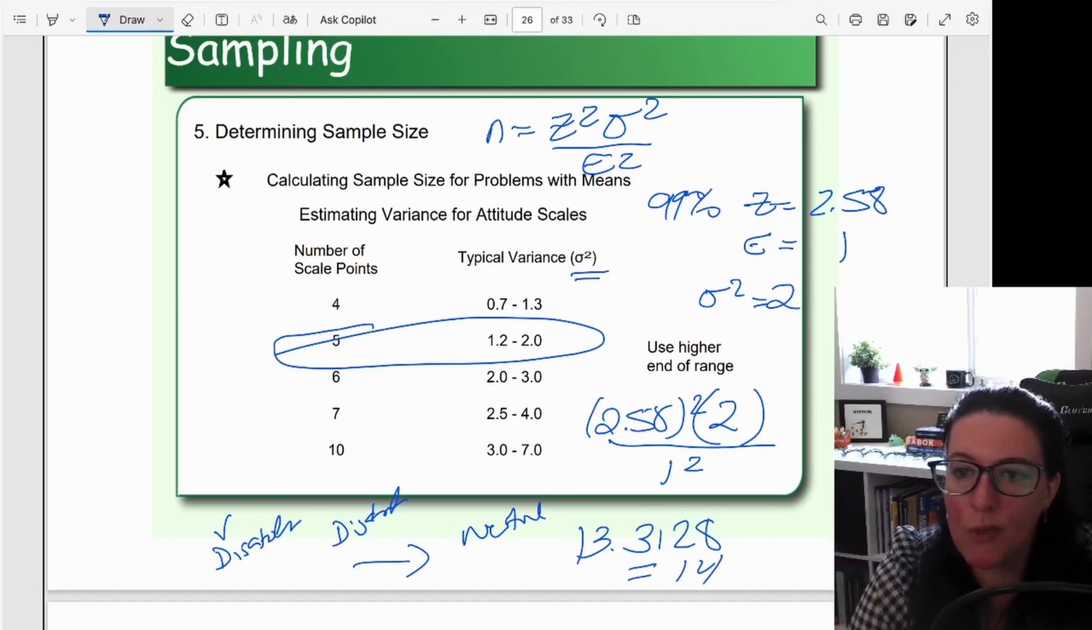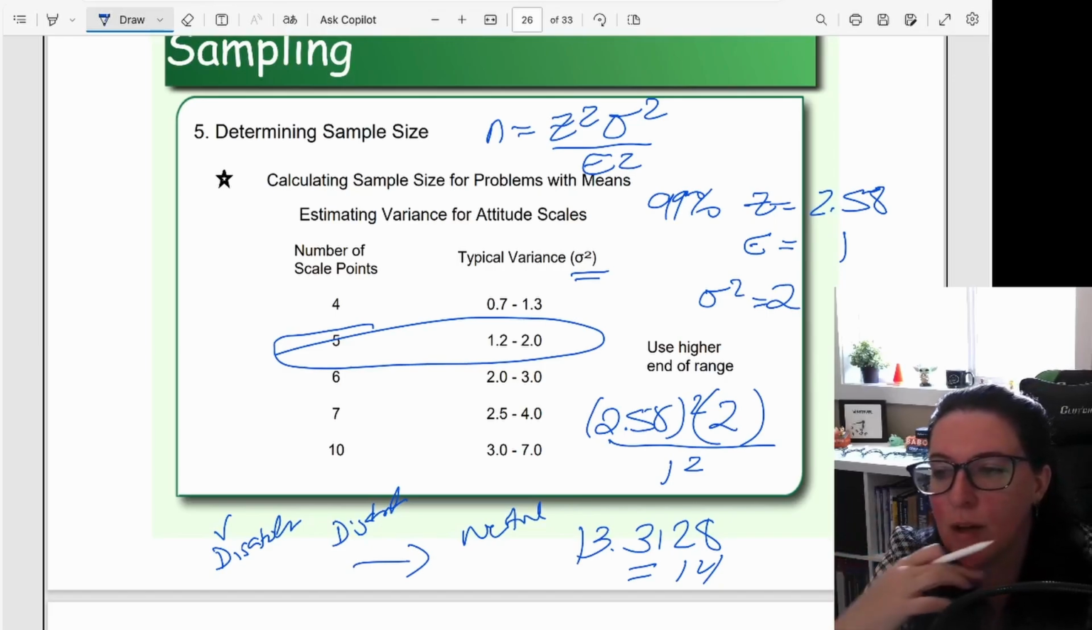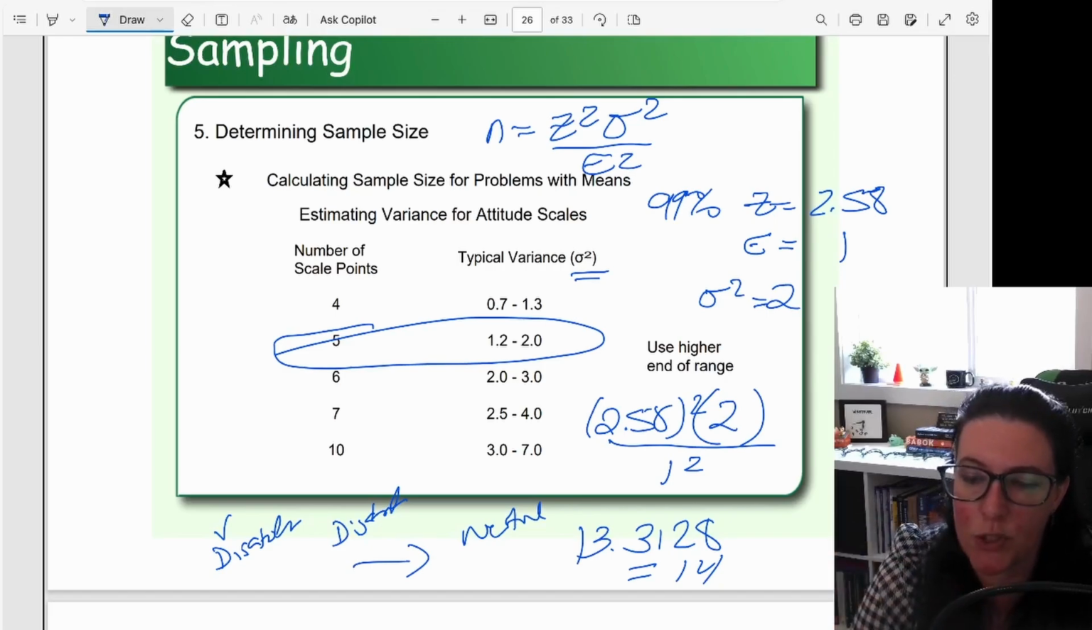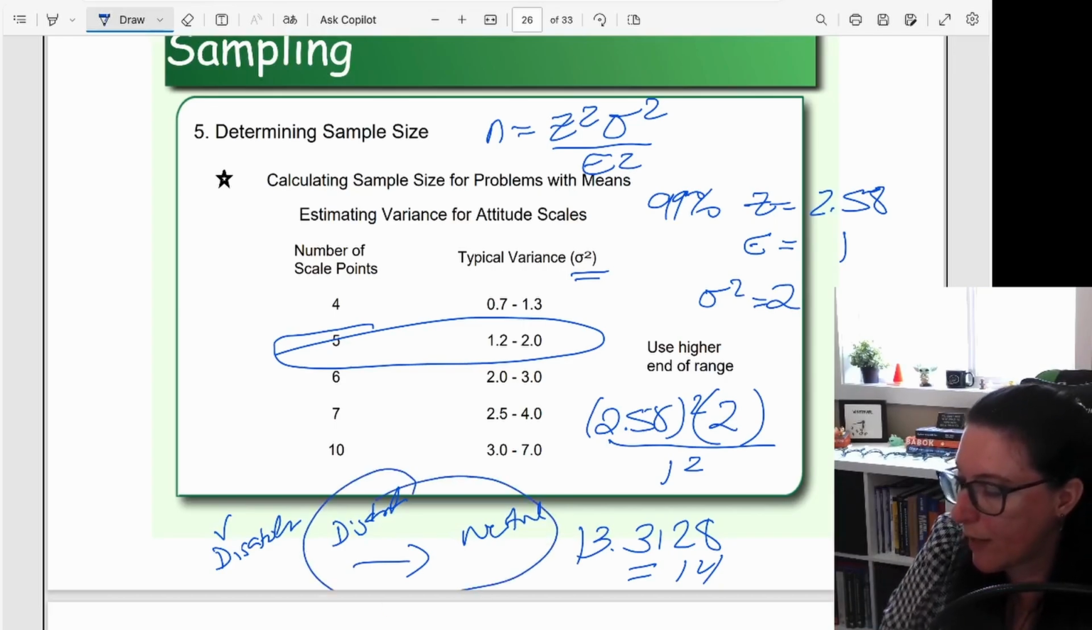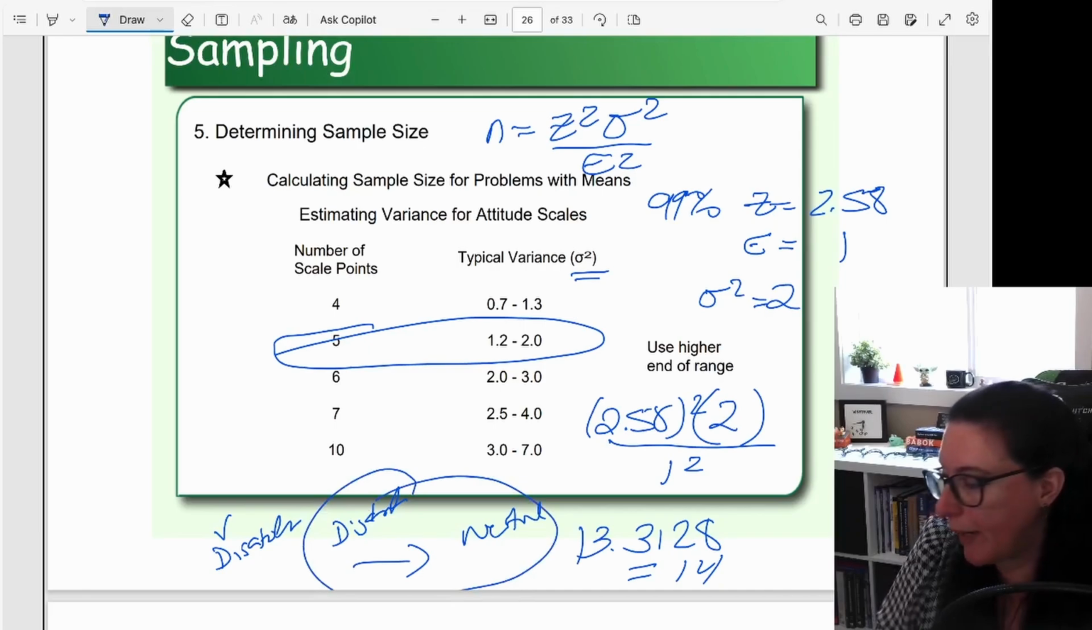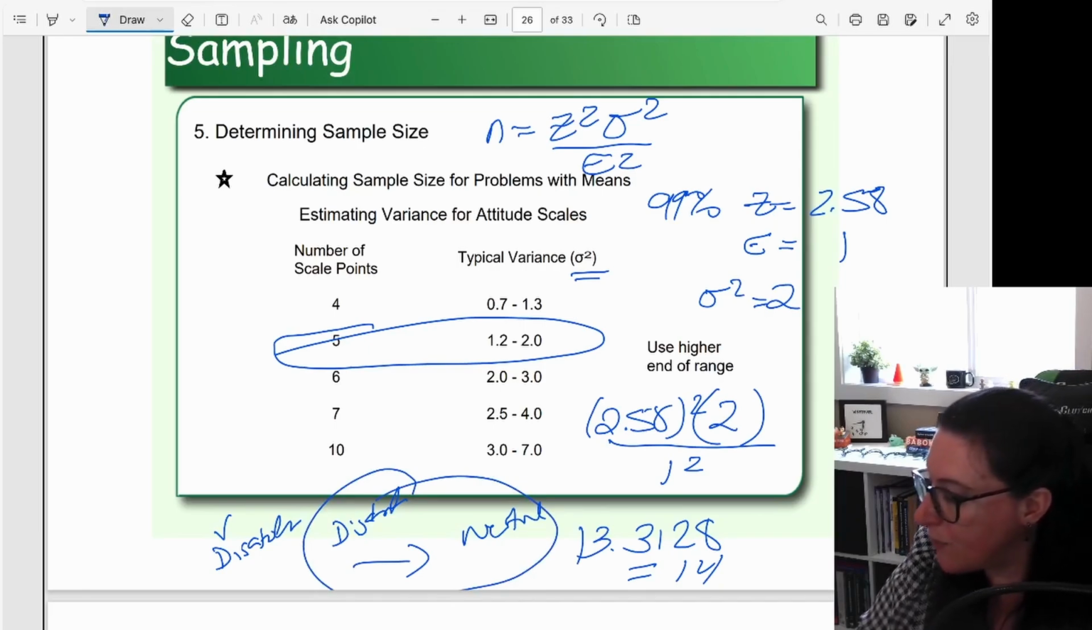So notice that if you had only 5-point Likert scale type attitude questions, even with a 99% confidence, we only really need a sample size of about 14 people. Now, a sampling error of 1, again, would push you all the way from here to here. That's probably too big. So let's make that smaller by changing this from 1 to 0.5.